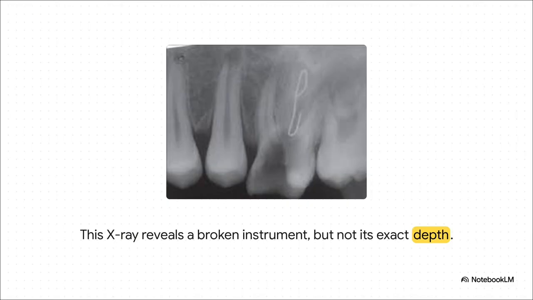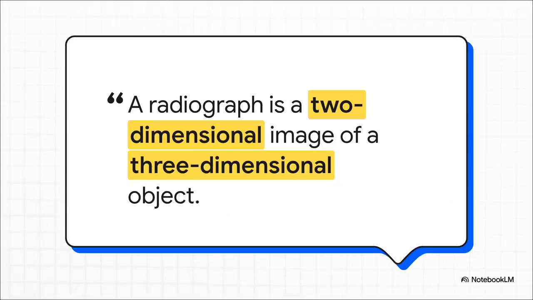Now, the image tells us that it's there, but it doesn't tell us where it is in 3 dimensions. Is it closer to the cheek side, what dentists call the buccal side, or is it nearer to the tongue on the lingual side? Looking at this one flat picture, it's impossible to tell. It's a total mystery. And that right there is the heart of the problem with any x-ray. We're trying to understand a complex 3D structure by looking at its 2D shadow. All of that crucial information about depth just gets completely flattened out.